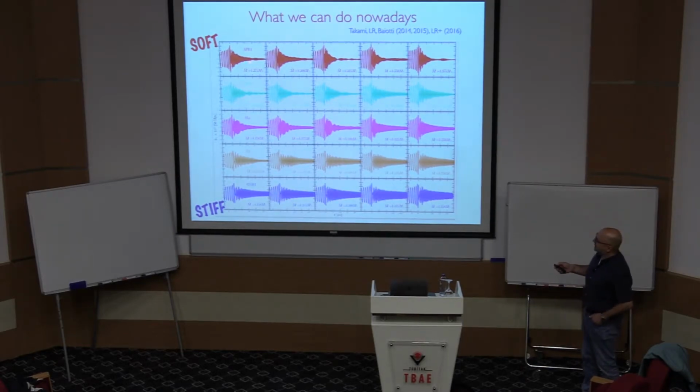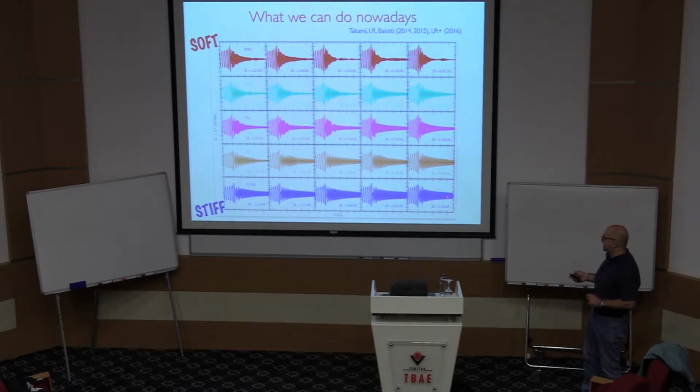Another thing you can notice is that the frequency of the gravitational wave signal after the merger for a soft equation of state is higher than for the stiff. You can tell that here you cannot distinguish the different peaks. Here you can still see the different peaks. Okay, so this is high frequency, this is low frequency.